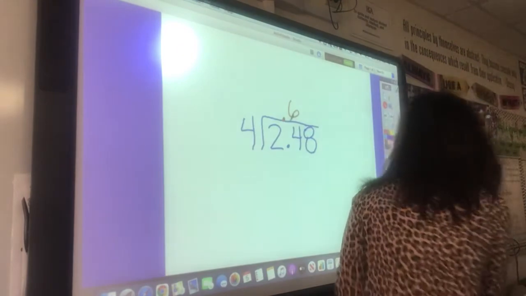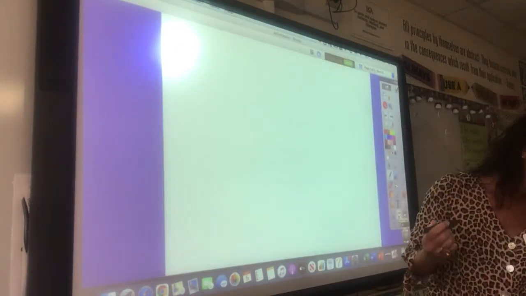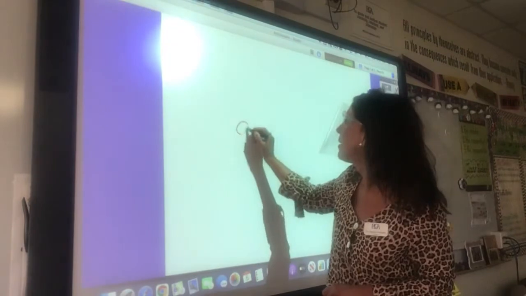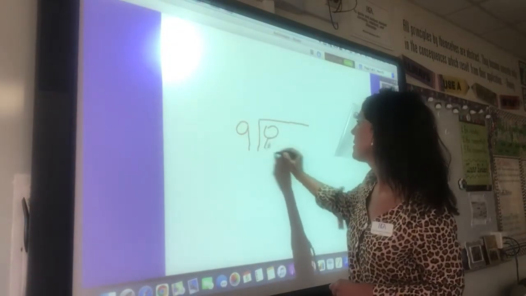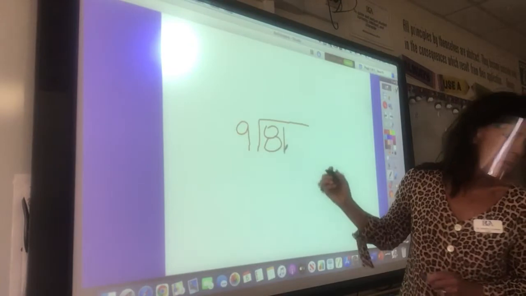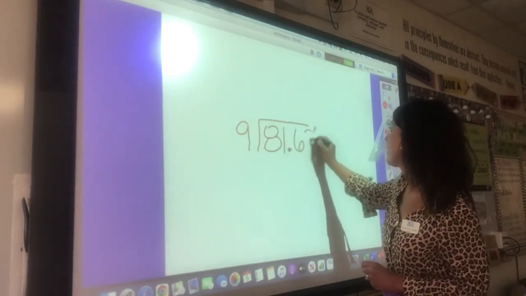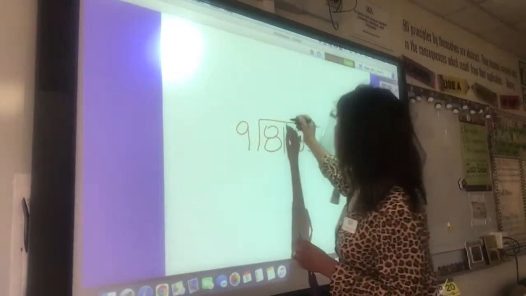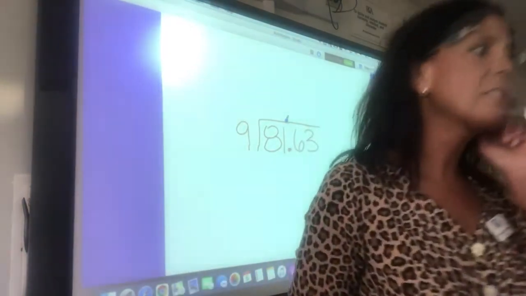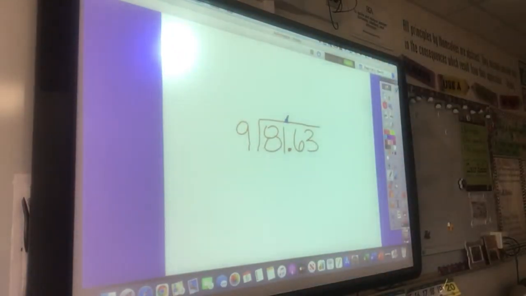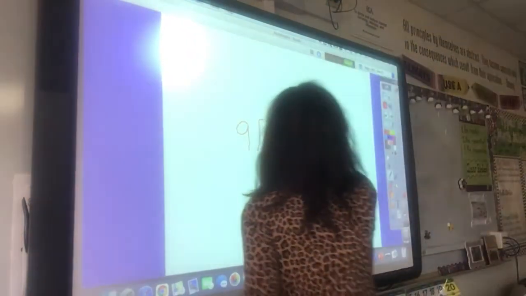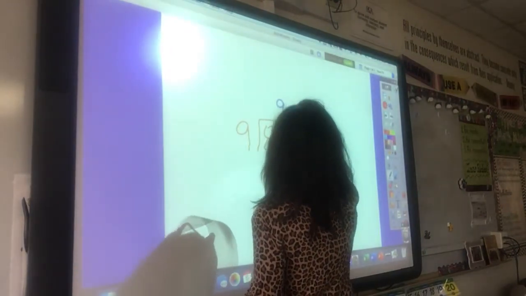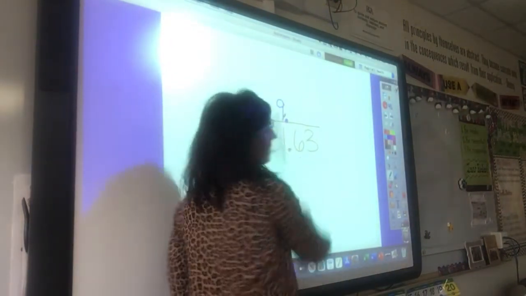Okay, let's try another one. Let's try 9 into 81.63. We're gonna have to be kind of careful on one part on this one. So again, before we do anything, always bring your decimal point up first, because if you don't, sometimes you'll forget to do it. Then we're putting 9 into 81. So what do we get when we put 9 into 81, Lucas? 9. Okay, so the 9's gonna go here. The next time we're putting 9 into 6.